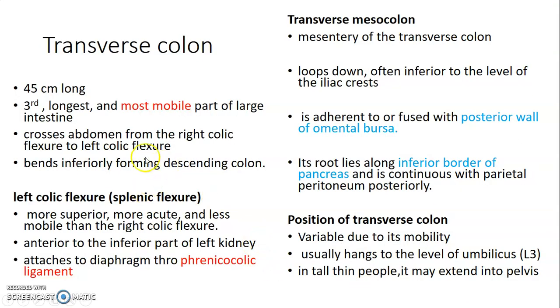From the ascending colon, we get to the transverse colon. The transverse colon is 45 centimeters long, so it's the longest part of the colon. It's the third part of the large intestine. Remember, first part is the cecum, then the ascending colon, then now the transverse colon. The transverse colon is the most mobile part of the large intestine. It usually crosses the abdomen from the right colic flexure to the left colic flexure.